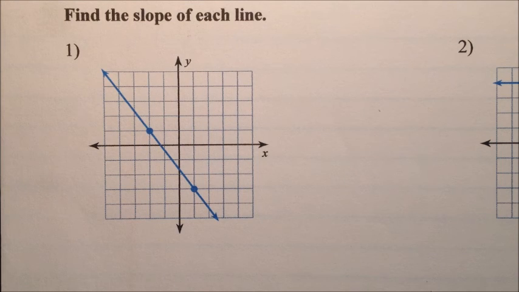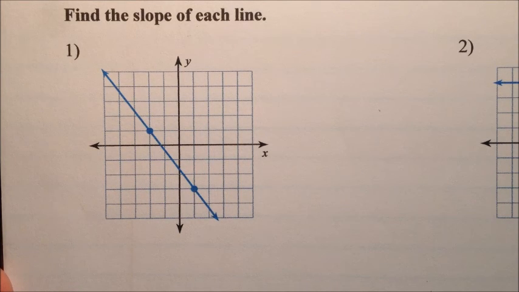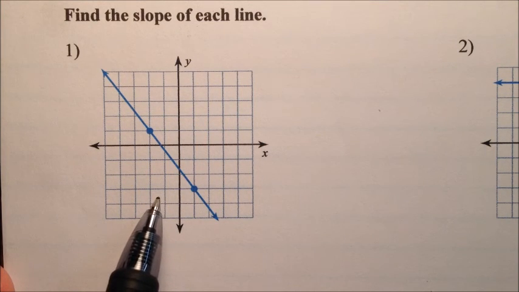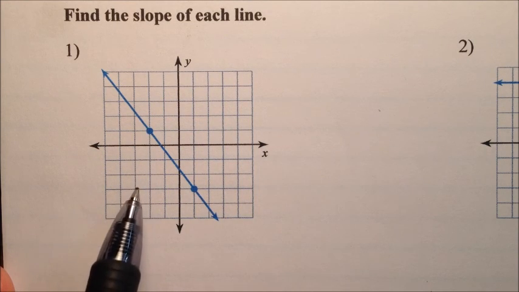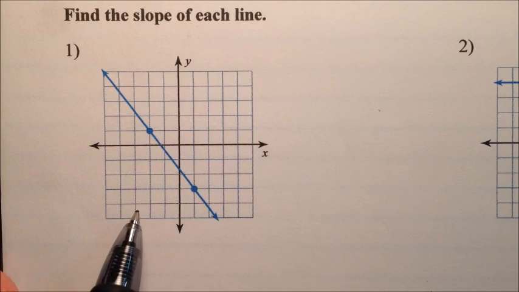Number 1, we have a graph here, and we're given 2 points. We have the point here, and we have a point here, and we want to know the slope of this line given 2 of its points. So we know that slope is going to be defined as rise over run, or we can say the change in y divided by the change in x. And we're going to make a ratio out of that, so we're going to leave it as a fraction.